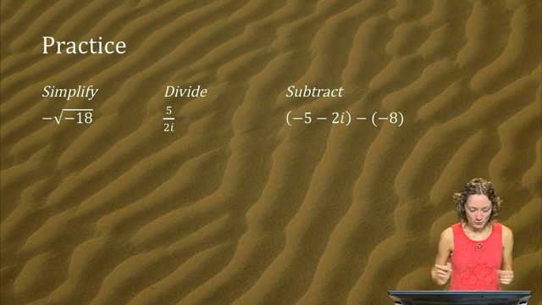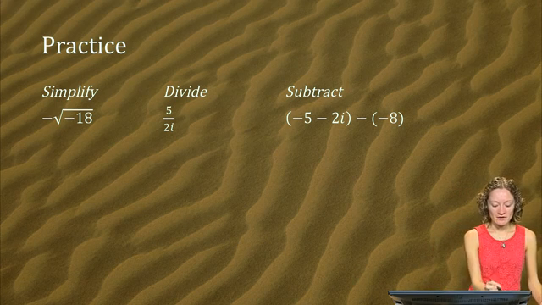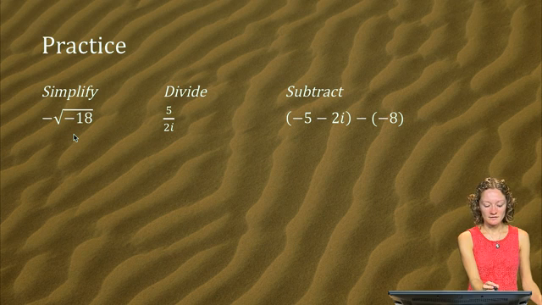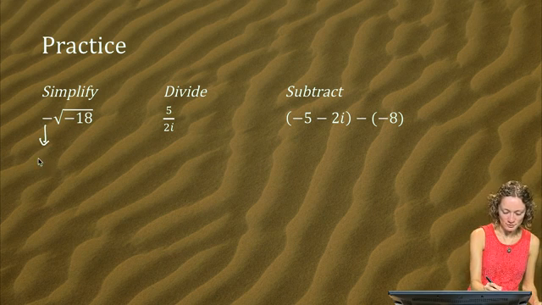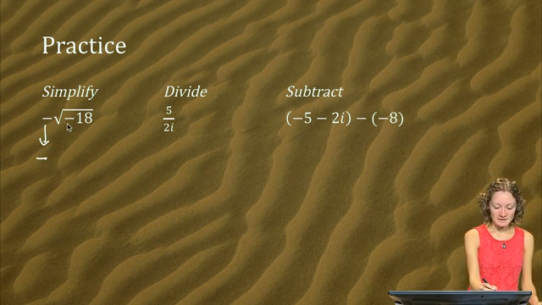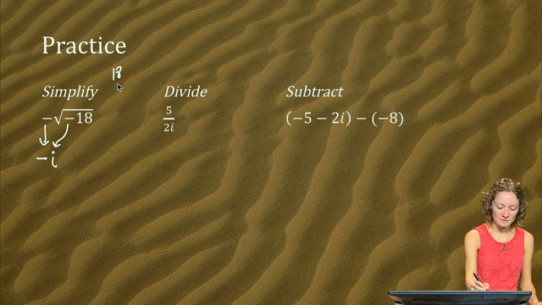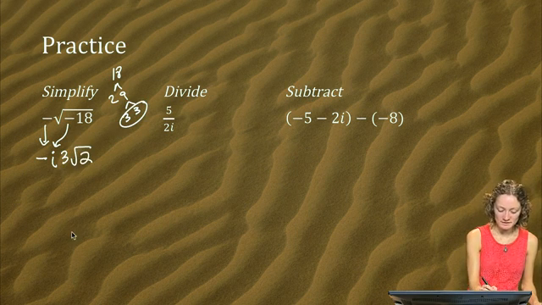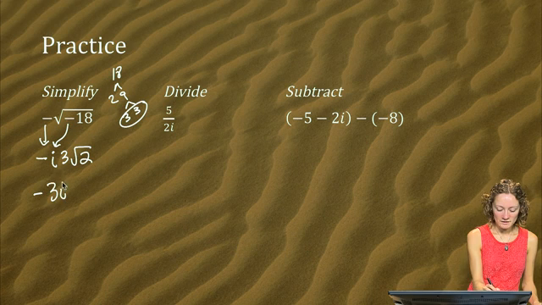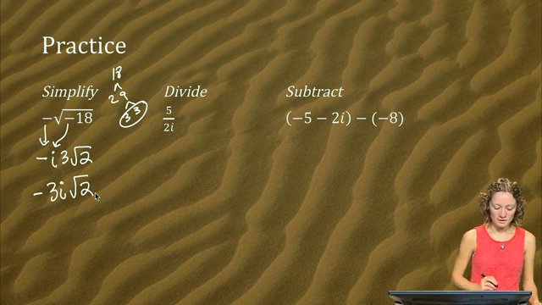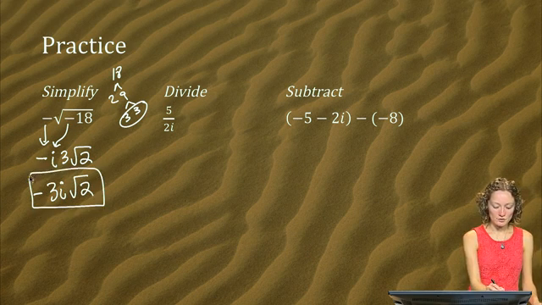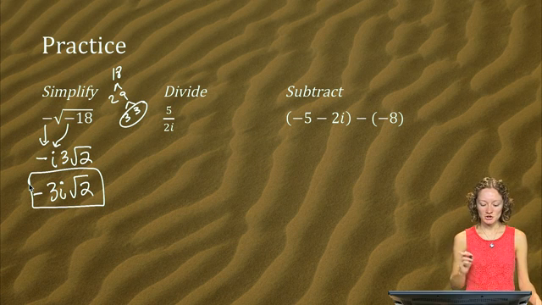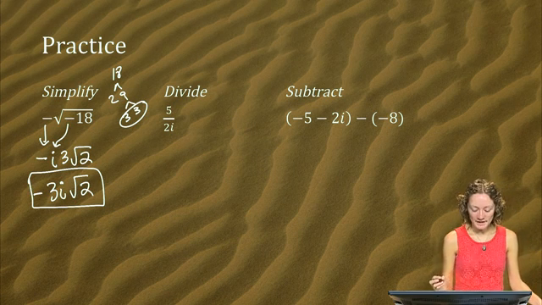Okay, let's go through them together. The first one, we have a negative on the outside. That's fine, it carries through. The negative on the inside comes out as an I, and then the 18 we can break down to 2 and 9, 9 to 3 and 3. We get a pair of 3s, so 3 comes out and a 2 stays inside. We'll just write this in the proper order. -3I square root of 2. Good. The second one is divide.